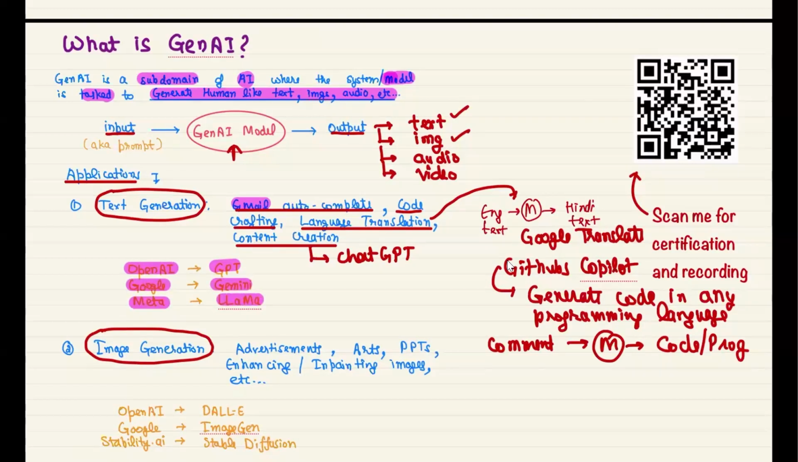What are these models capable of? Are these models capable of generating text, images, audio, or video? All these models are capable of generating text. Correct.